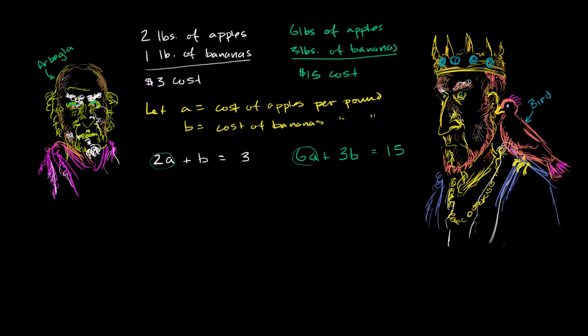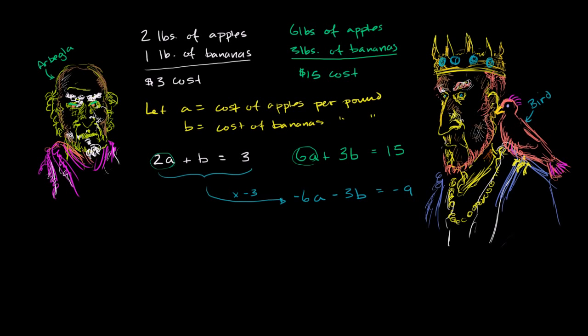So let me do that. Let me multiply this entire equation times -3. So -3 times 2A is -6A. -3 times B is -3B. And then -3 times 3 is -9.